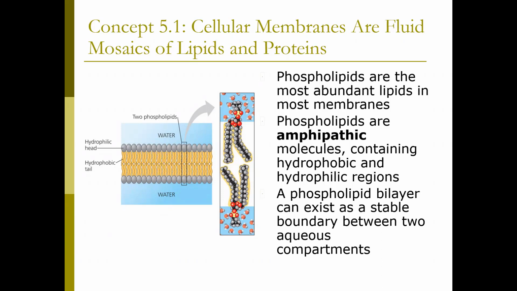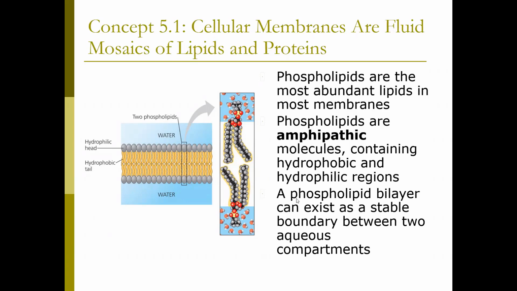The phospholipids are going to be the main component of our plasma membrane, so it's going to be majority phospholipid. And as I stated before, because we have this hydrophobic region and this hydrophilic region, we call it an amphipathic molecule. So it basically means that it consists of both of these types of molecules, hydrophobic and hydrophilic. And the phospholipid bilayer can exist as a stable boundary between the two aqueous compartments.